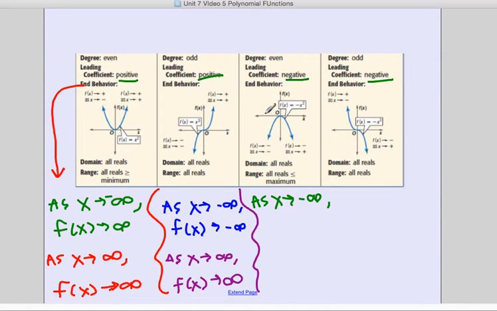This one, as x goes to negative infinity, as we look to the left, what's happening to my y values? So as I look to the left, my y values are going down, so they're going to negative infinity. Now I'm going to look to the right. As x goes to the right, or positive infinity, my y values are going down again, so f of x goes to negative infinity.